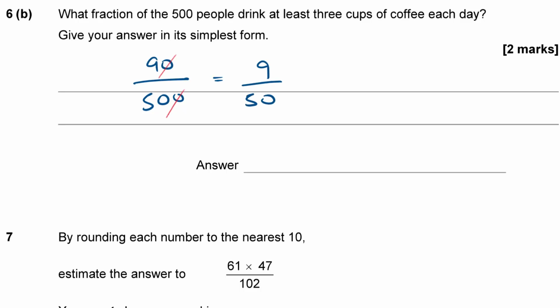Now 9 has only got 3 divisors, isn't it? It's got 1, 3 and 9. 3 doesn't go into 50 and 9 doesn't go into 50, so that is as simple as it's going to get. So it's 9 out of 50.